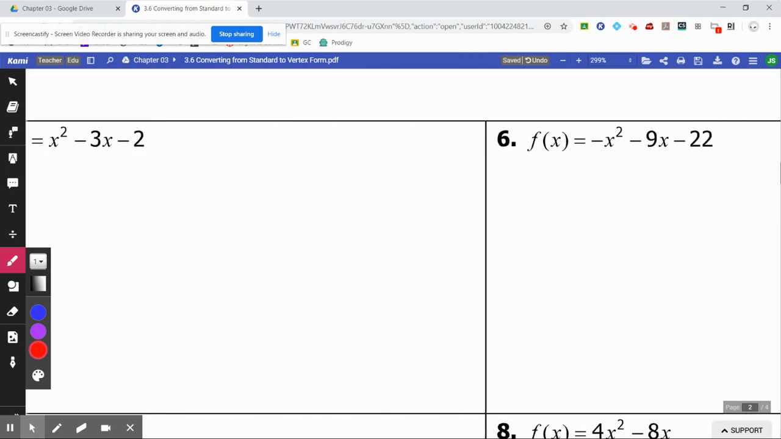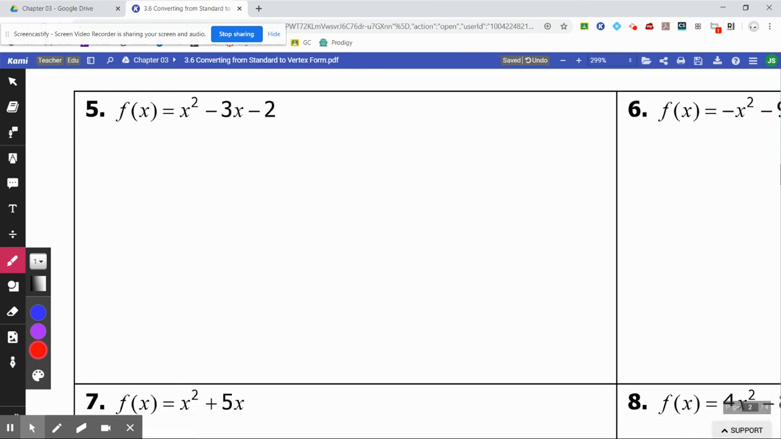Number 5. Now this one's going to be a little bit tougher because you're going to have to take half of that, and you're going to have to square it. So that's a little bit uglier.